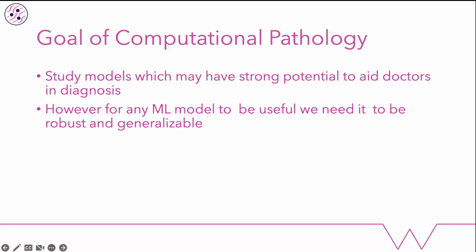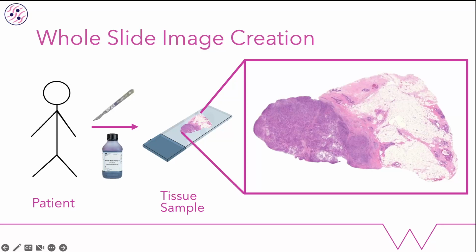This means the field has a strong potential to save many lives. However, when we make use of machine learning, we have to ensure any model we design can be seen as trustworthy, which can only be achieved if our models are robust and have good generalizability to unseen data. In this work, we focus on models that make use of image data, known as whole slide images. These images are created from patient tissue samples that have been stained in order to highlight important features of the tissue and then scanned. On the right, you can see one such whole slide image for breast tissue.